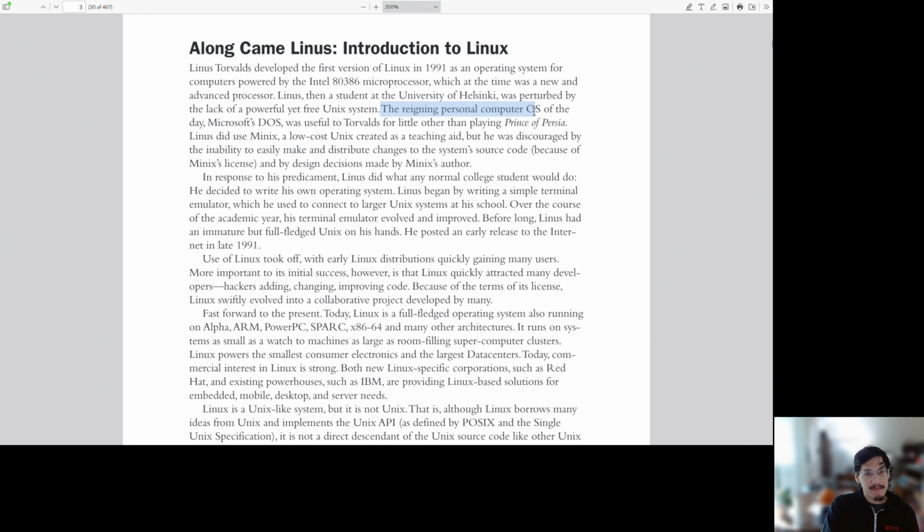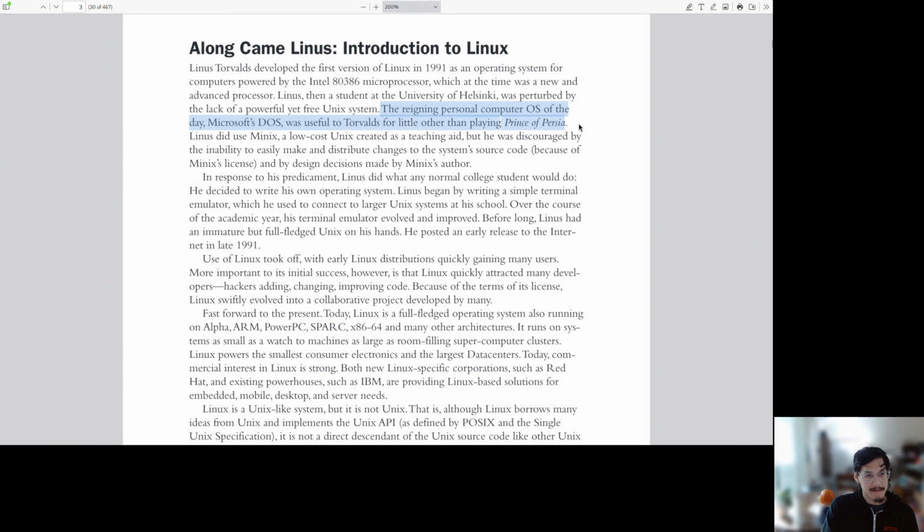The reigning personal computer OS of the day, Microsoft DOS, was useful to Torvalds for little other than playing Prince of Persia. Linus did use Minix, a low-cost Unix created as a teaching aid, but he was discouraged by the inability to easily make and distribute changes to the system's source code because of the Minix license, and by design decisions made by Minix's author. So Minix was a different design. I think it's a microkernel, and we'll figure out what that means later.